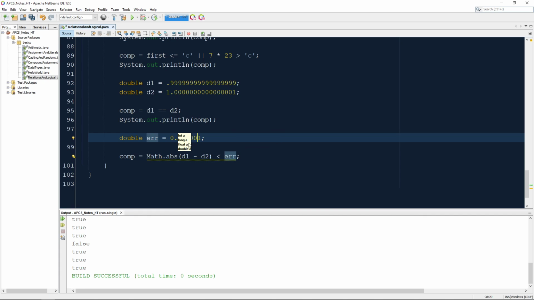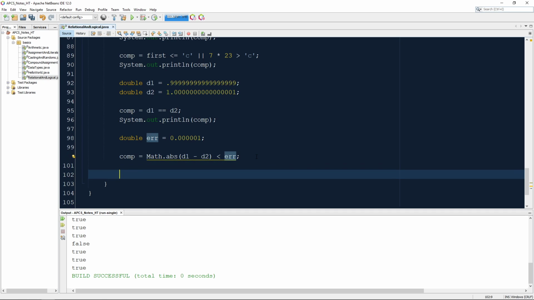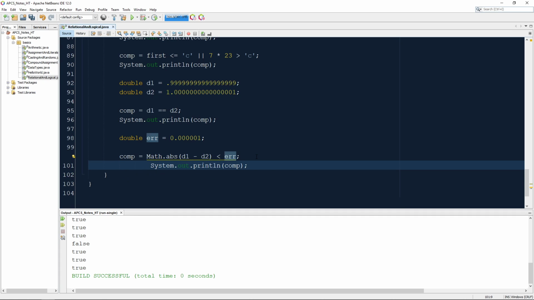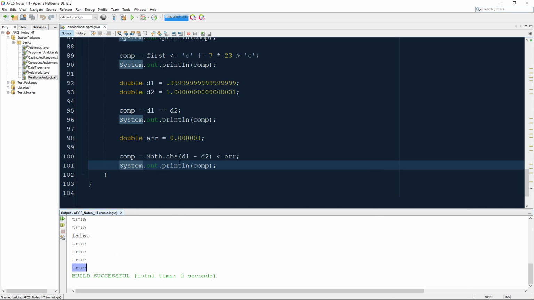If it's a larger number, then that means they're not close enough, and therefore we consider them not equal to each other. So if we printed this, let's print out comp. And so now the question is, are they within that close range? I think that they are, so we should see true, hopefully, as an answer. And there it is.